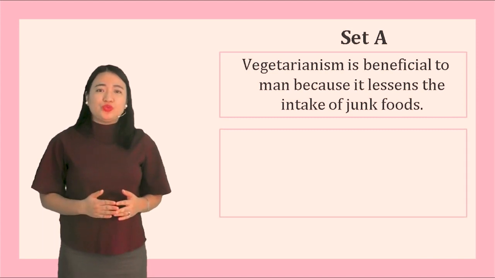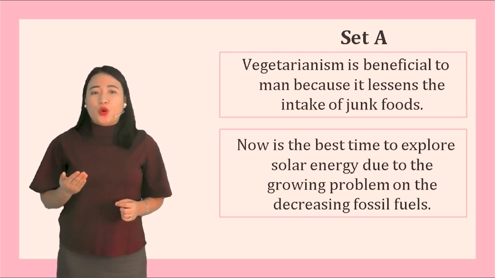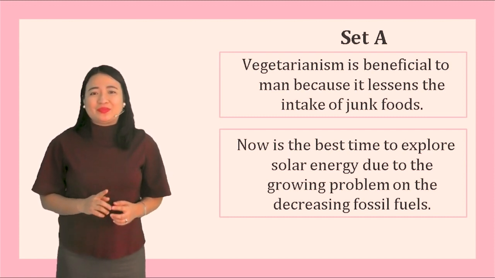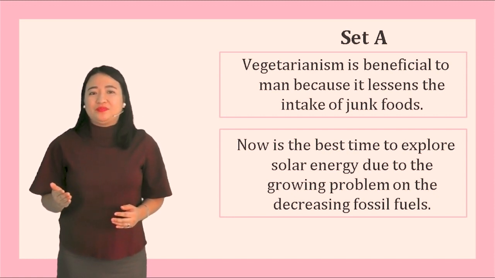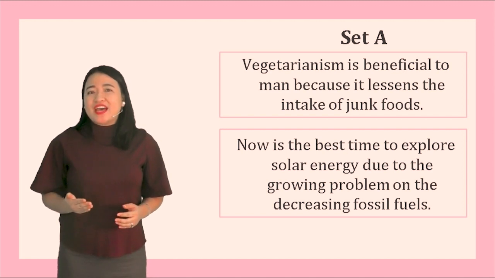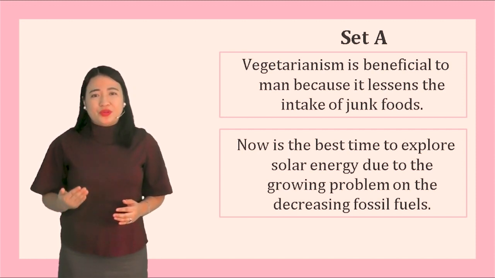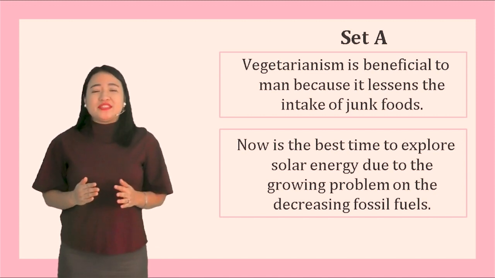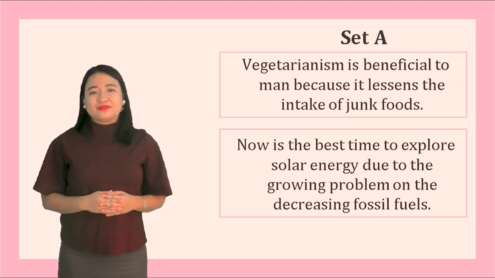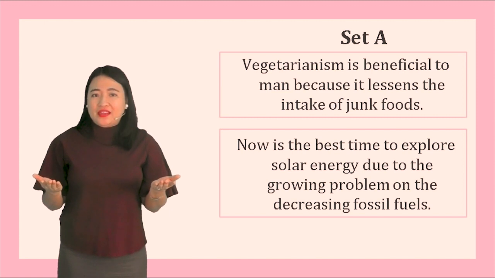How about sentence number 2 of Set A? Now is the best time to explore solar energy due to the growing problem on the decreasing fossil fuels. What is the sentence all about? Solar energy. What does the author say about solar energy? It is the best time to explore it. Why? There is growing problem on decreasing solar energy. Looking into these two examples in Set A, what did you notice about how they are written? Correct! These two examples contain a topic, an opinion of the author, and a reason.